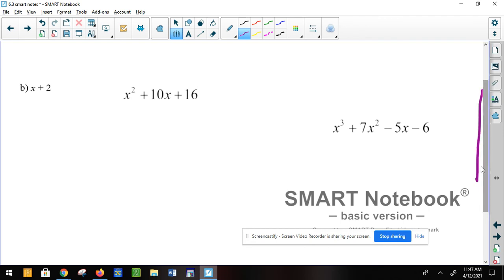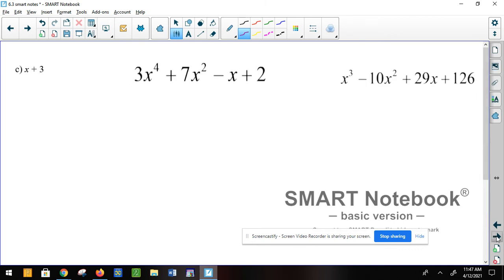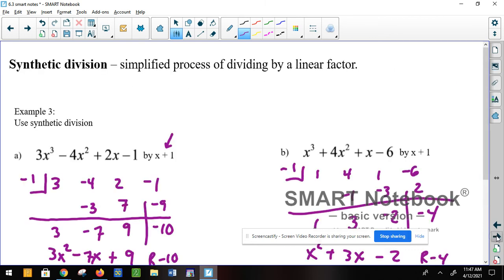I'll leave the rest of these for you to try on your own, but it's the same thing. You have x plus 2 as your factor, as your divisor, so you put -2 in the box, then you list out your coefficients. If you get 0 as a remainder, x plus 2 is a factor of that polynomial. If you get anything else, it's not. So I'll leave those for you to try. And we'll have something like that in the exit ticket.